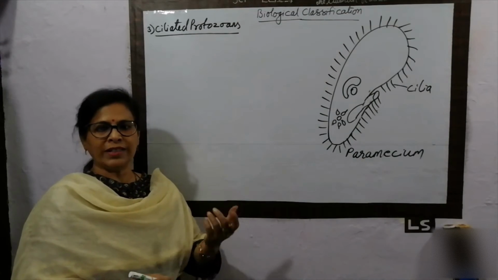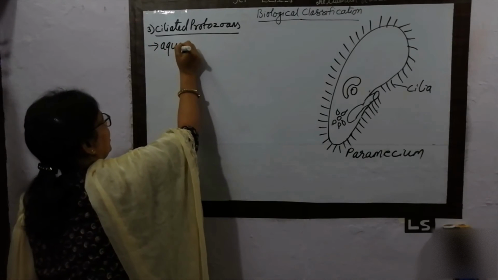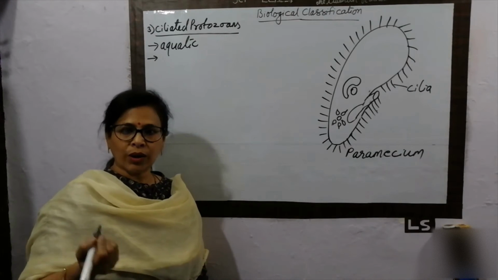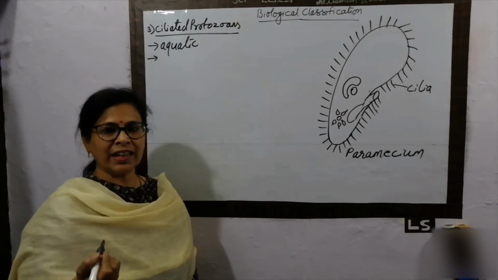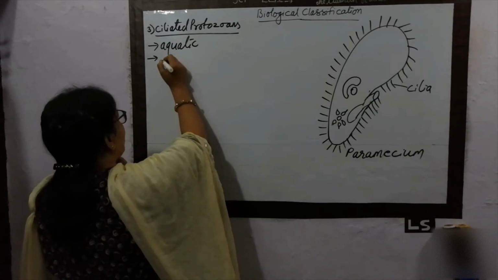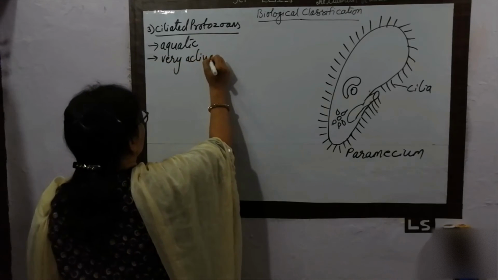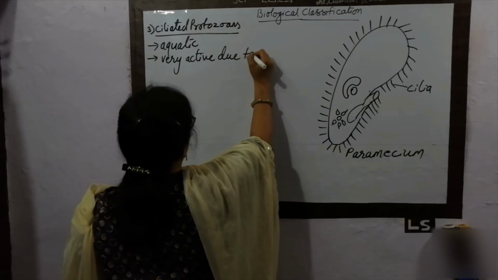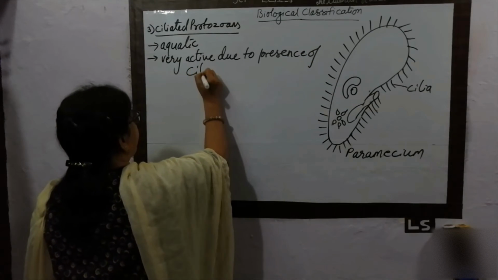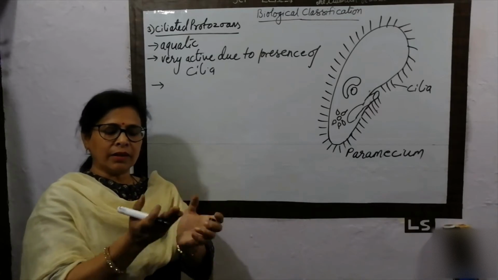You know very well the characters of Paramecium. It is aquatic in nature and lives in an aquatic habitat. It is very active because of the cilia. Cilia are a constantly vibrating part. It is very active in nature due to the presence of cilia, because the cilia vibrate continuously and give motion.